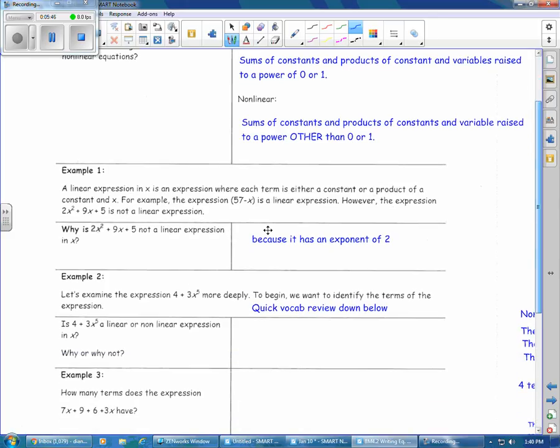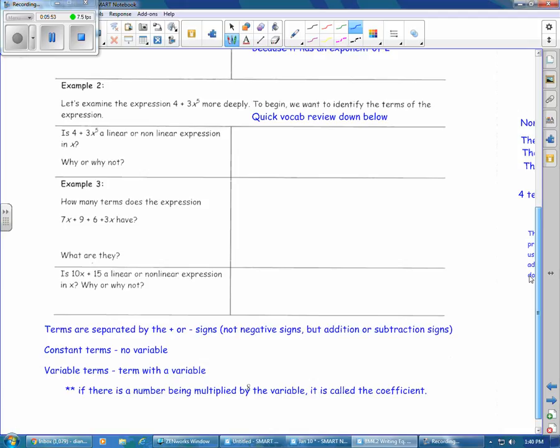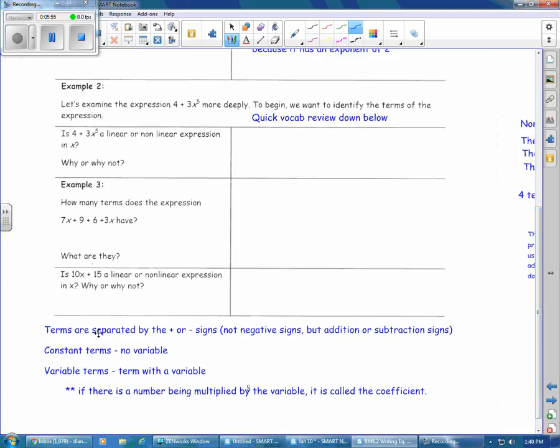Now, there were some words in there where we're talking about constants and variable terms and some other things that maybe you haven't used in a while. So let's go ahead and write some vocabulary down here. Terms are things in an expression that are separated by the plus or minus signs, the addition or subtraction signs, not negative signs, but addition or subtraction signs separate the terms. So in this one up here, 4 plus 3x to the 5th power, we have two terms here separated by this plus sign in between.